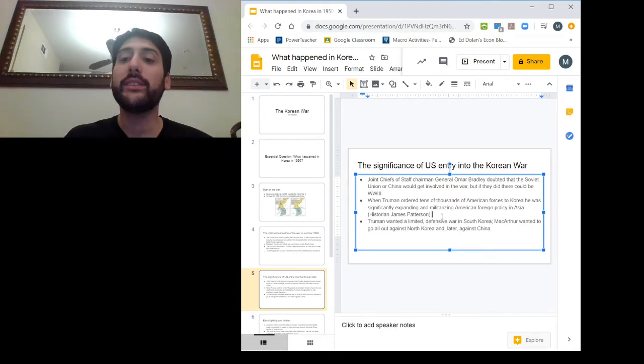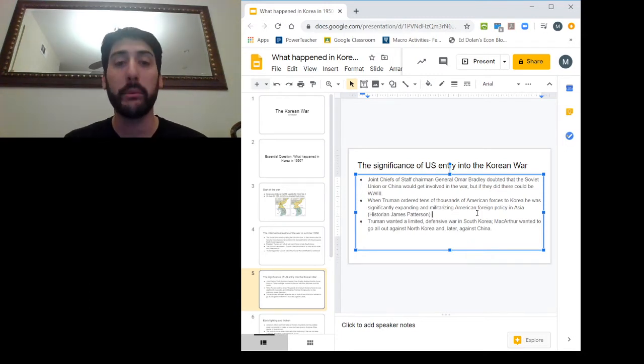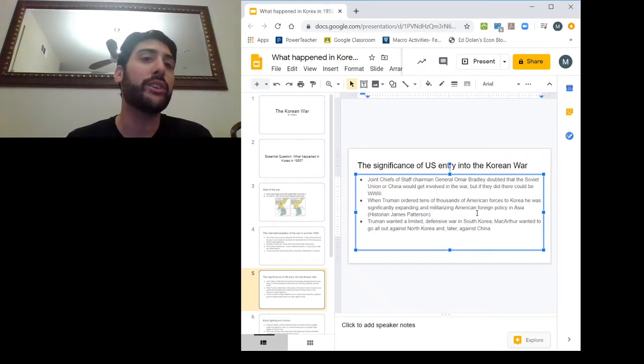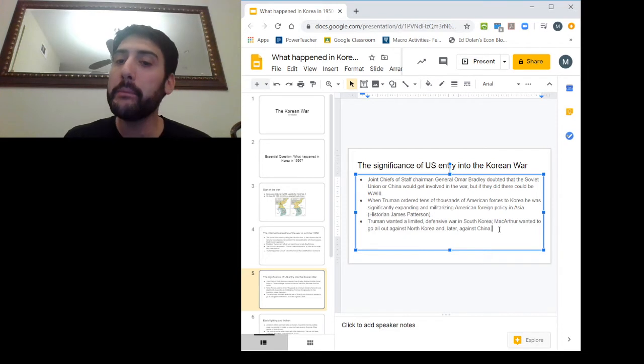When Truman sends tens of thousands of American troops to Korea, to Asia, he is expanding and militarizing American foreign policy. That is what one historian, James Patterson, would say, right? So containment can mean a lot of things. It could mean ideological containment. It could mean economic aid to friendly countries. But what you're seeing here is the military aspect of containment, and you're seeing American foreign policy tilting in a militaristic direction.